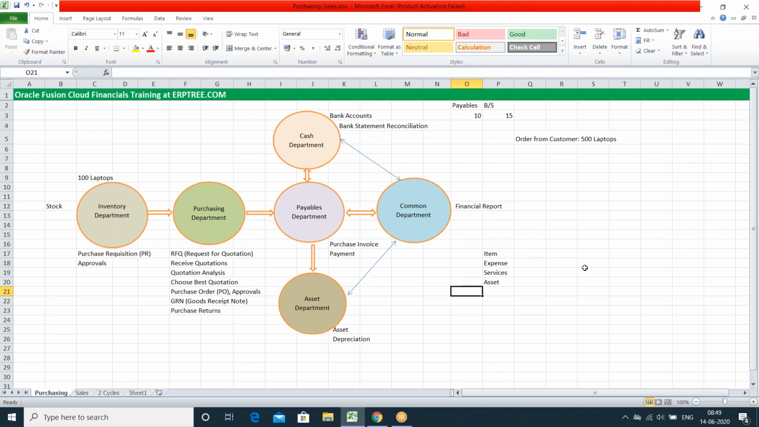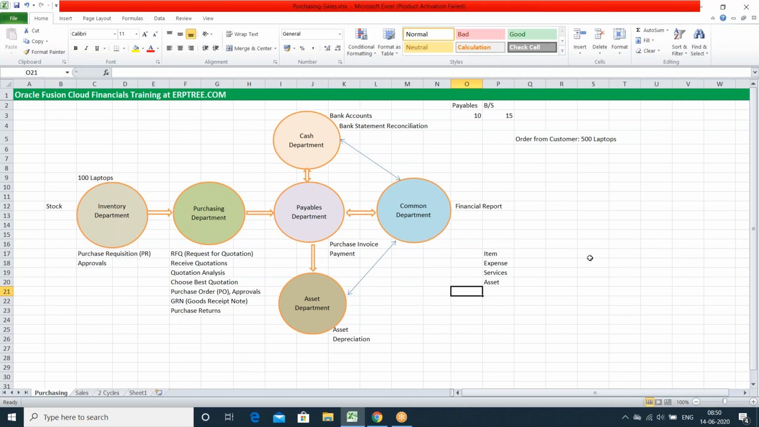So this is how these various departments are involved in the various activities if there is any requirement in the organization. If there is a requirement, the inventory department comes into the picture to raise a requisition to get the approvals. Based on the approved requisition, the purchase department raises RFQs, receives the quotations, analyzes them, chooses the best, and places the order with the supplier with approvals. The organization will receive the material and record the GRN. If there are any returns, they will return them to the suppliers.